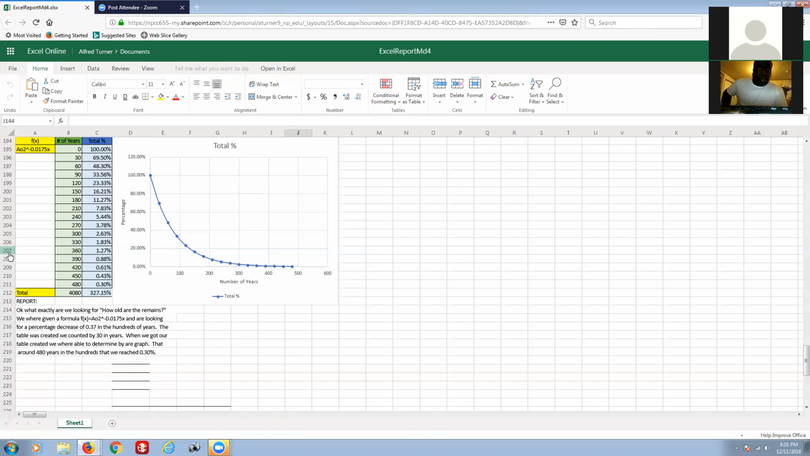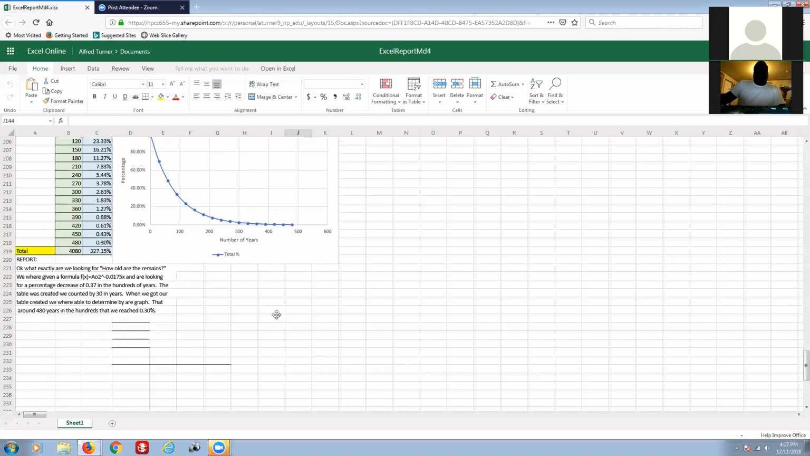The table we created, we counted by 30 in years. When we got our table created, we were able to determine by a graph that around 480 years in the hundreds that we reached 0.30%.